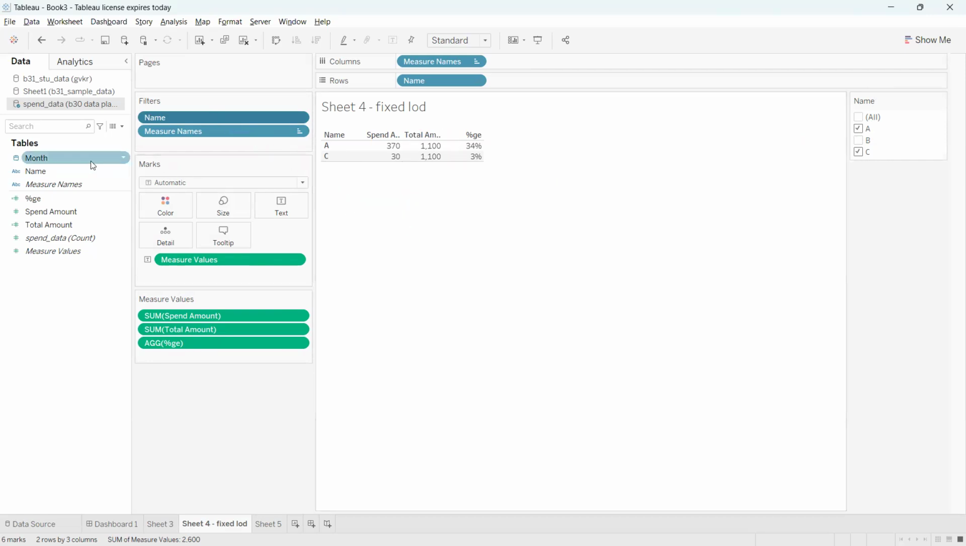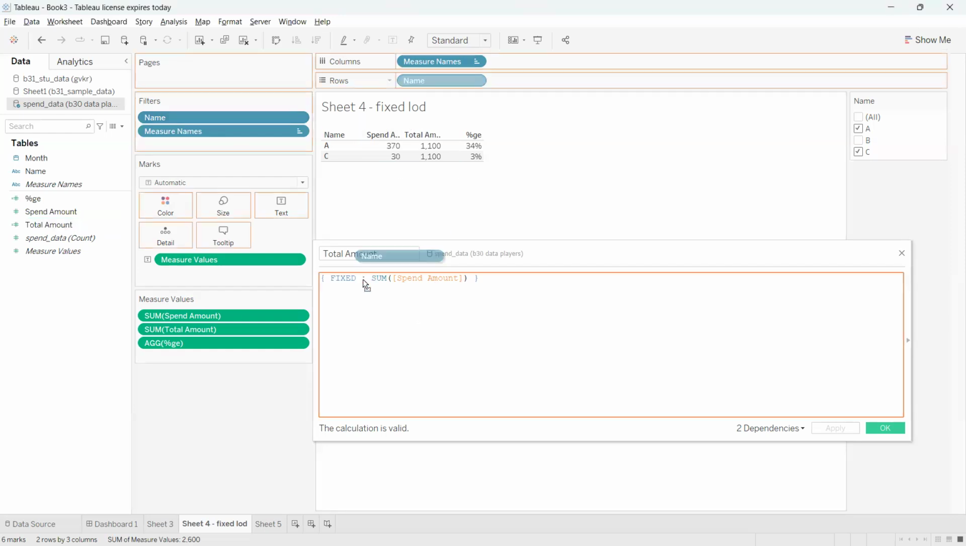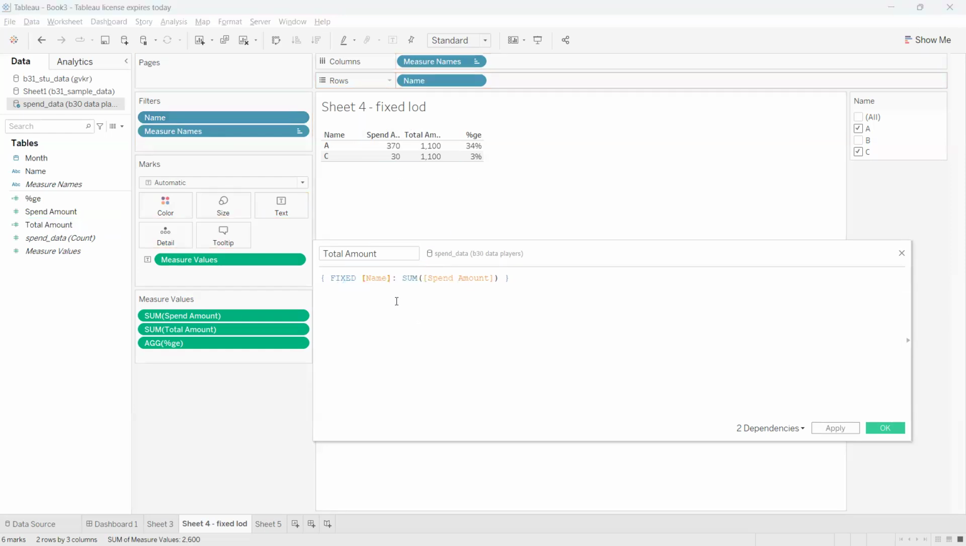Now, what is the second approach? I'll go to my total amount denominator, which is there because of this fixed LOD, and I will include that dimension in the fixed LOD calculation itself. If you see, before the colon we have to use dimensions, after the colon we have to use aggregations. Because of that, if you want to include any dimension, you have to include the dimension here itself. Okay. So I just click on apply.